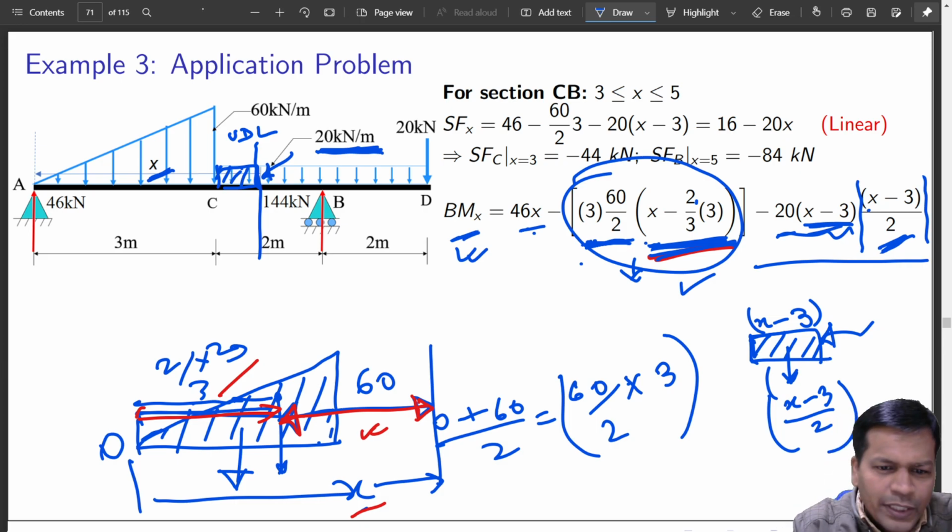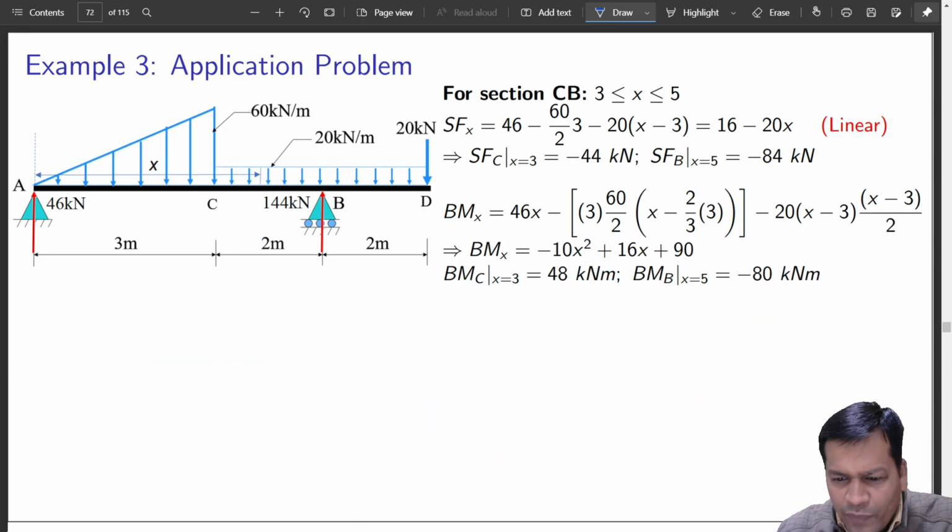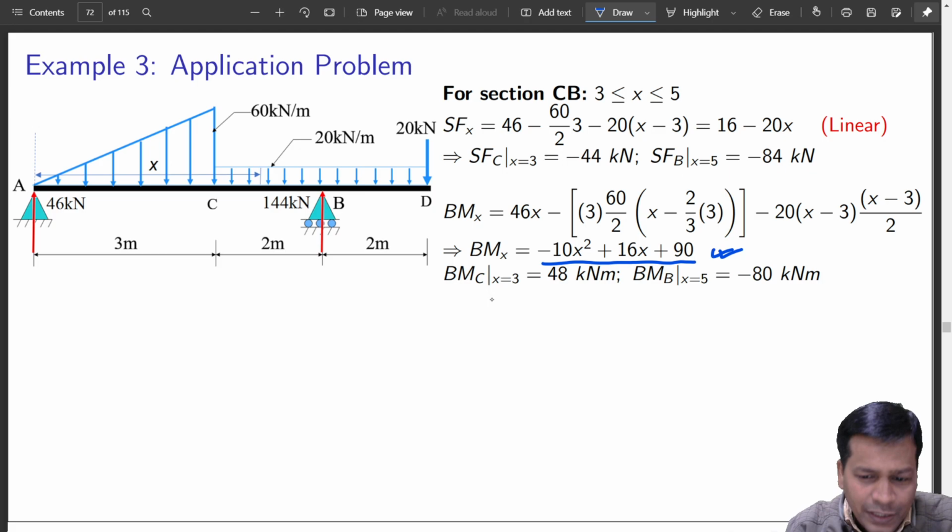Hope this is quite okay. So effectively, if I simplify this again, I'll get a quadratic equation as expected. It is exactly this, and I have taken values at the extremes, that is at C and at B, because I am in section CB now.